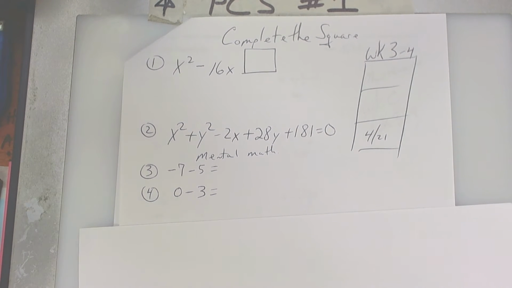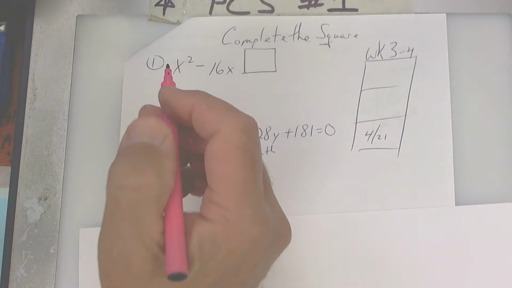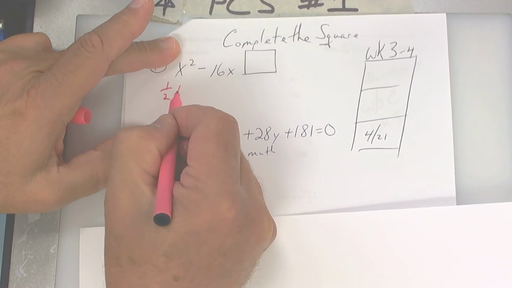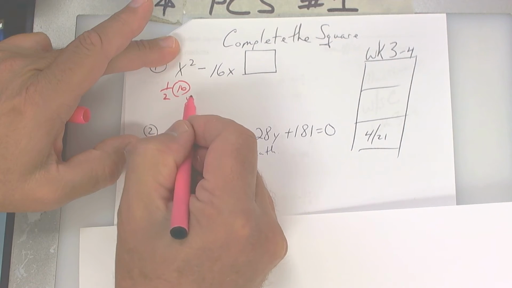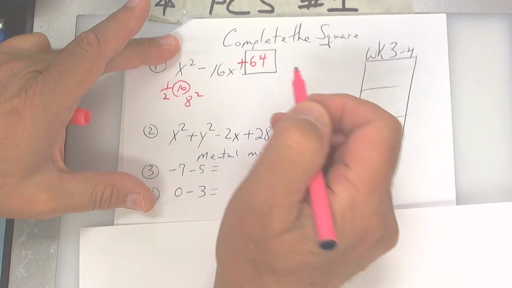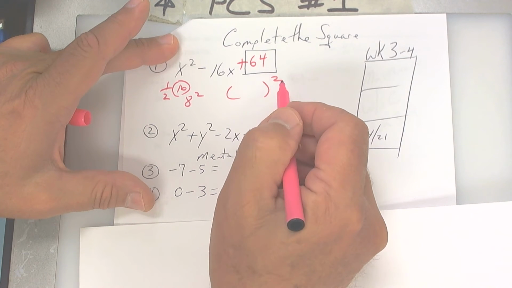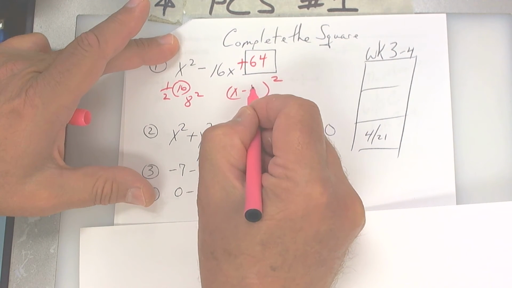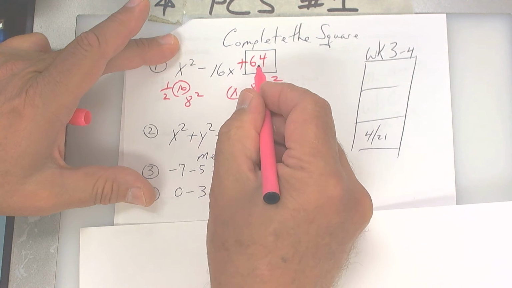geometry. Okay, it says complete the square. Remember, to complete the square, you do half of the middle term. So half of 16 is going to be 8, and then 8 squared is 8 times 8 is 64. And there it is. Now, it's going to be a perfect square trinomial. Since this is a minus, it's going to be x minus 8. 8 times 8 is 64.